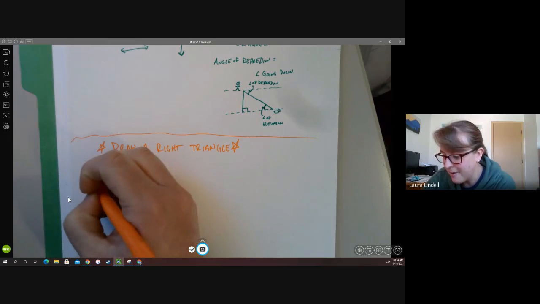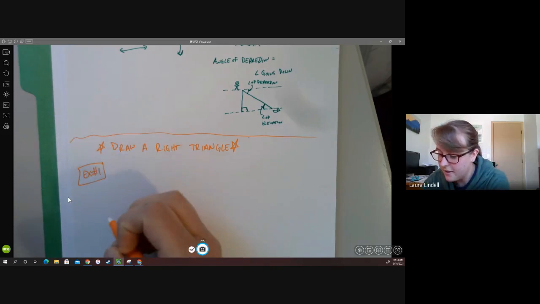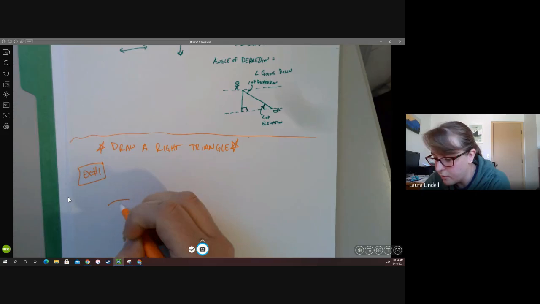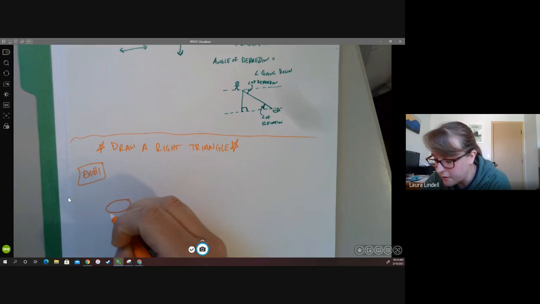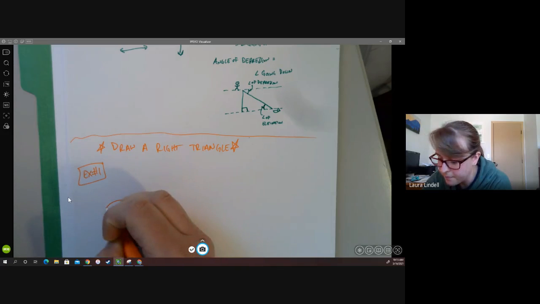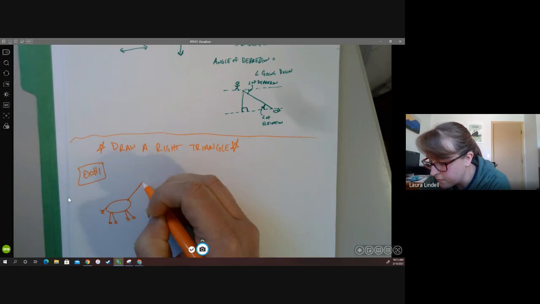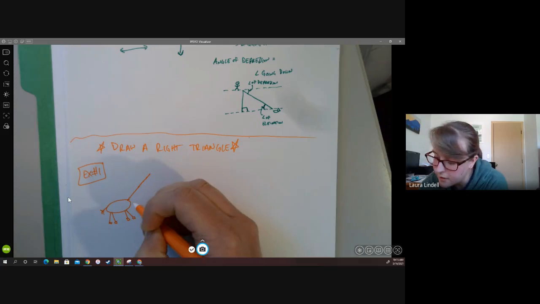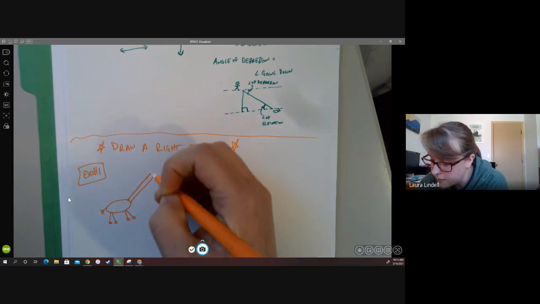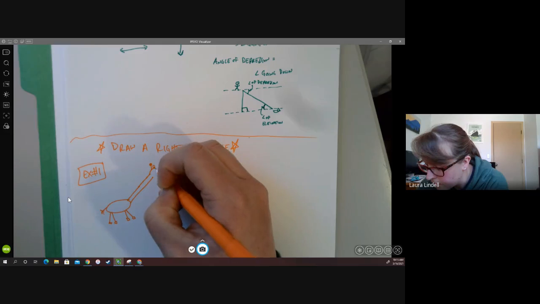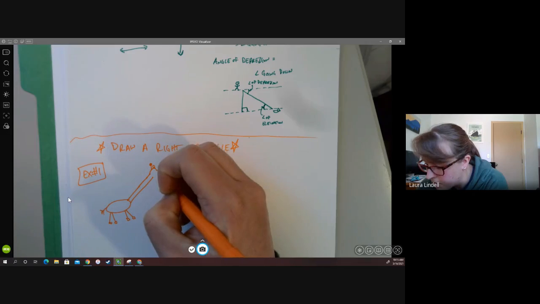All right, so the first example here. We have a giraffe. And for this one, we're going to do the kind of problem where the picture is given to you. So first we have a giraffe, and our giraffe has a neck, and he wants to munch on some leaves on a tree.